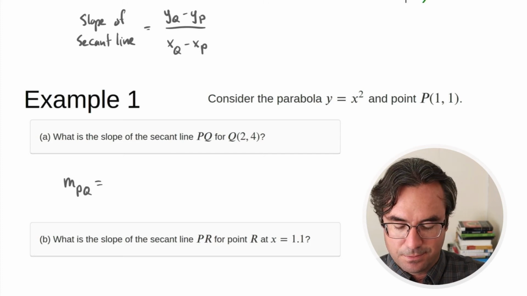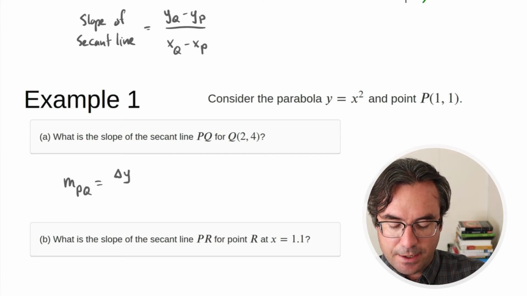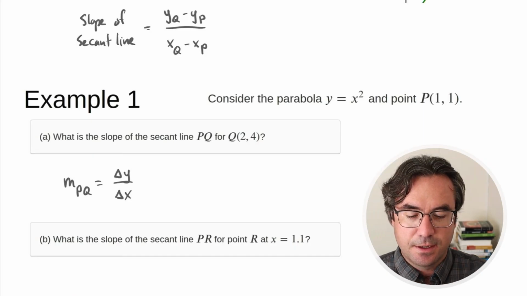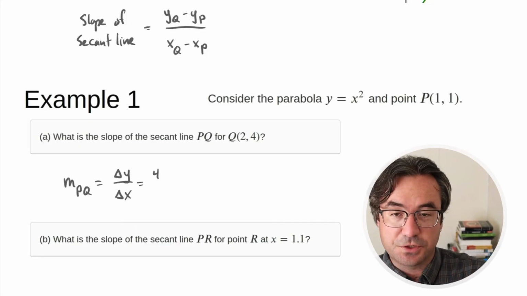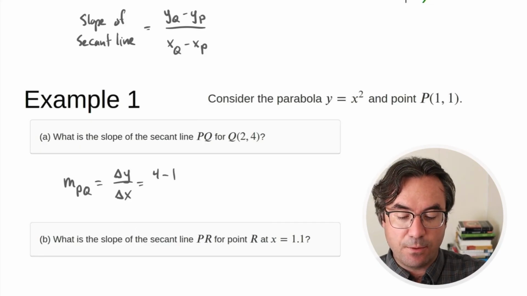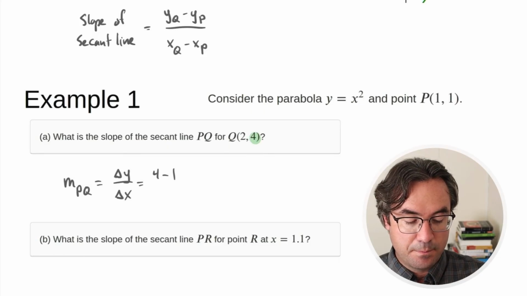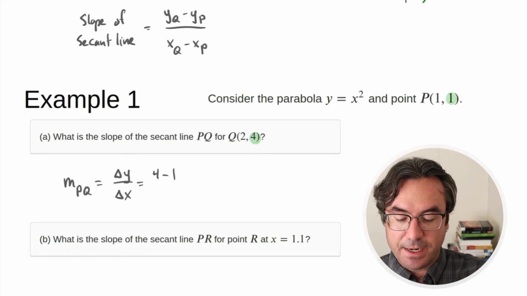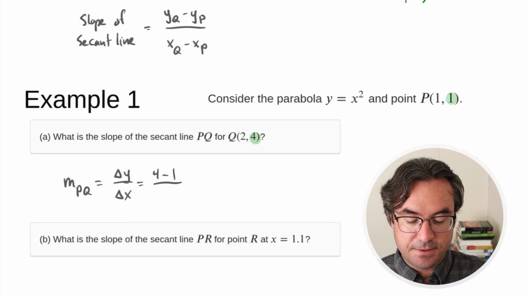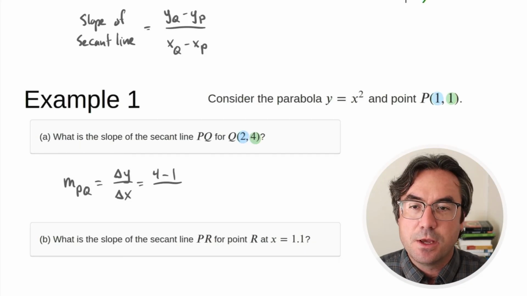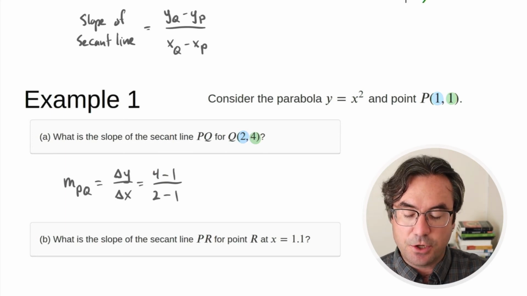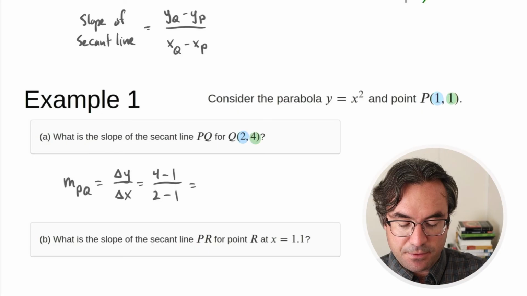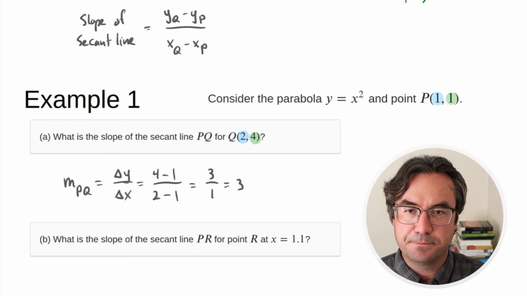So, well, it's change in y over change in x. So I'm going to start with my y-coordinate for point Q, which is 4, and then subtract off my y-coordinate from point P, which is 1. So I get 4 minus 1, and then in the denominator, we're going to subtract our x-coordinates. And when you do this, you just have to be careful. Since we started with the y-coordinate for point Q, we got to start with the x-coordinate from point Q, so we get 2 minus 1. And if we simplify this, we get 3 over 1, or just 3.